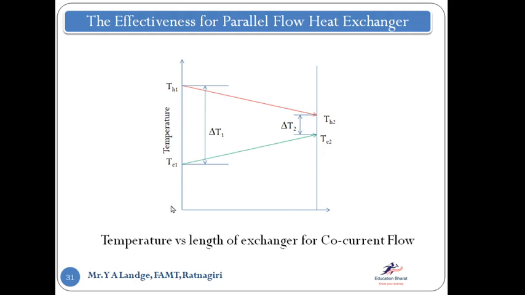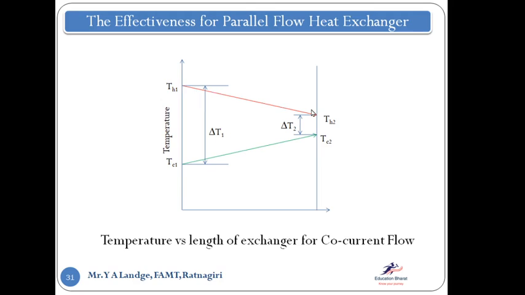So we draw the graph between x, that is the length, versus the temperature. If you see here, as you move from 0 to L, the temperature of the hot liquid goes down continuously, while for the cold liquid, as you move from 0 to L, the temperature gradually goes up.